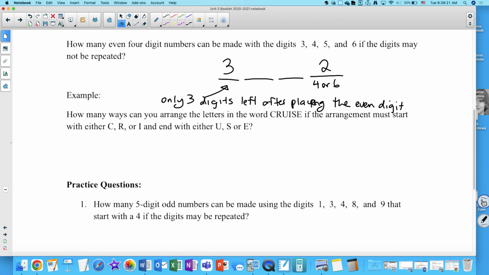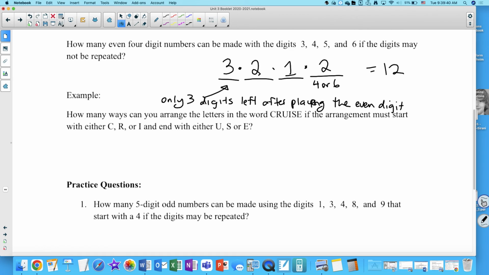Okay, how many do I have to put here? How many options do I have for the second digit? Two. Yep, because now I've used two of them. And then the third one? One. Okay, so that's, I don't know, 6, 12.